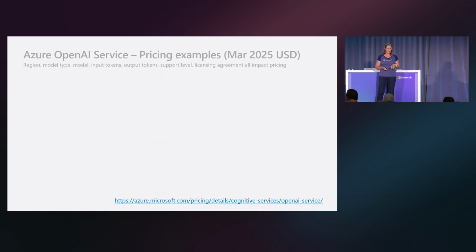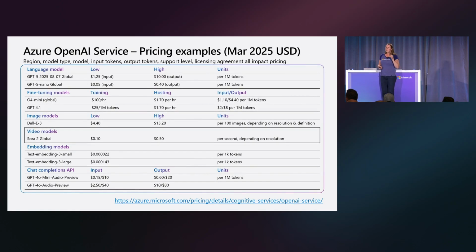The second thing that we need to look at is how is the AI service itself structured in terms of cost meters.